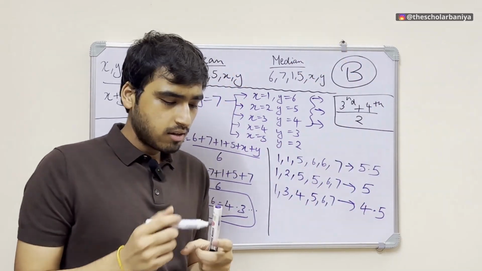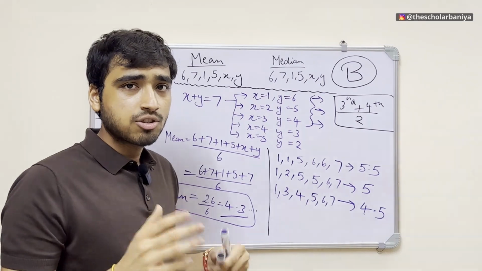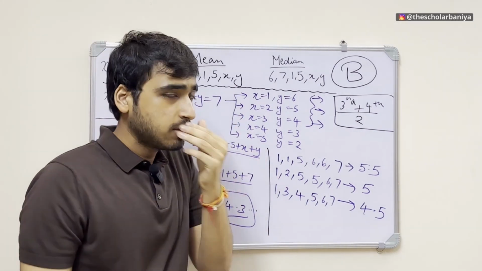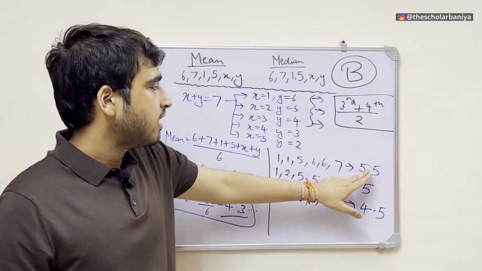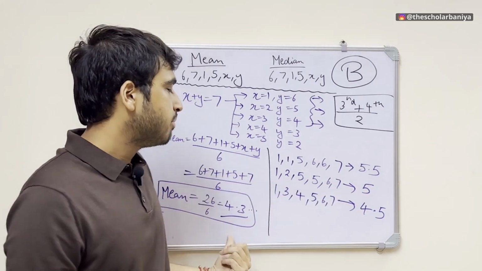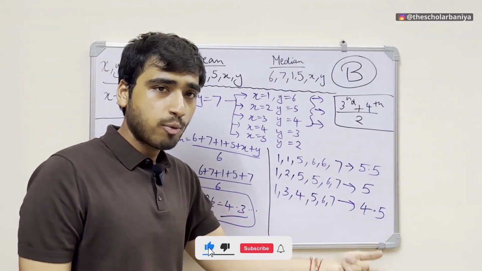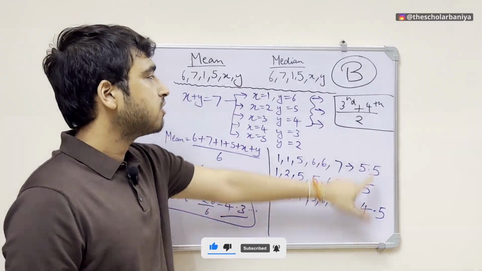I hope this should be clear. Simple question, not very tough. You just have to keep yourself calm and use some basic logic. So we first made the possible cases and then found the median. And you will realize that the median is always bigger than the mean, because the median is 5.5 or 5 or 4.5, but the mean is always 4.3. So this is always greater. So the answer is B.